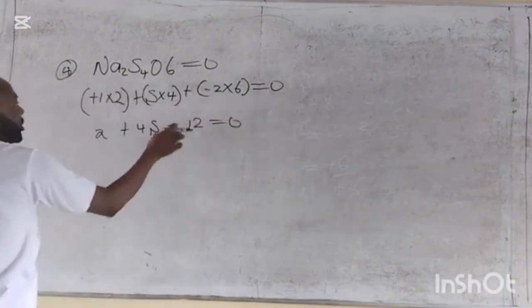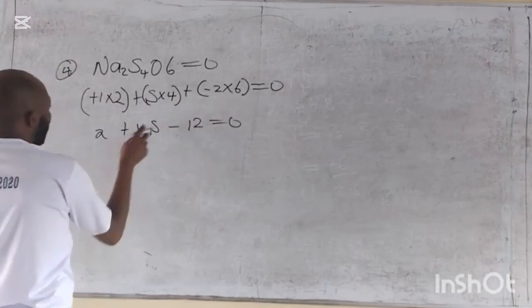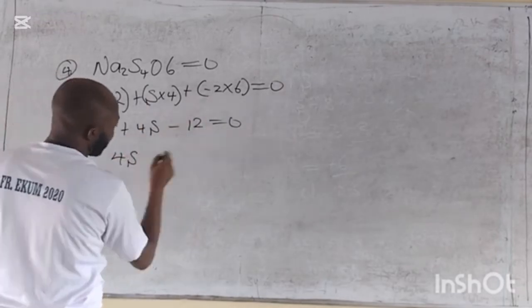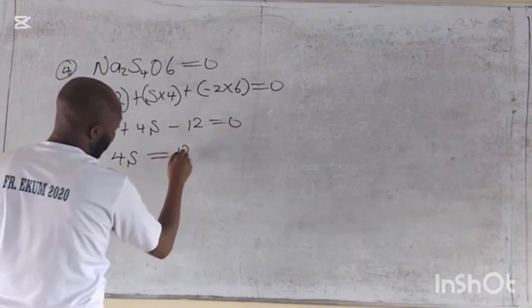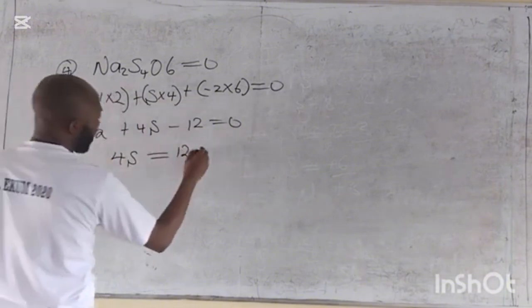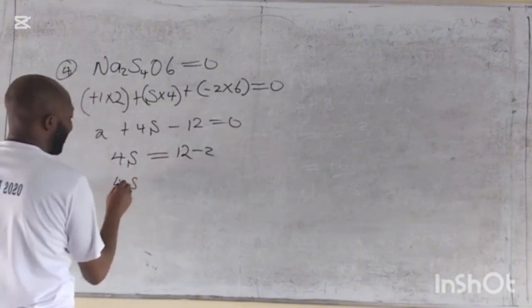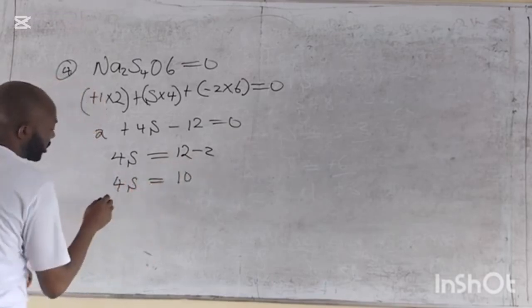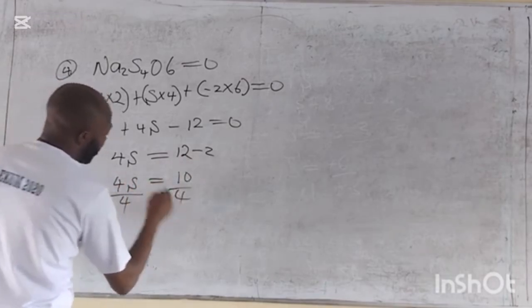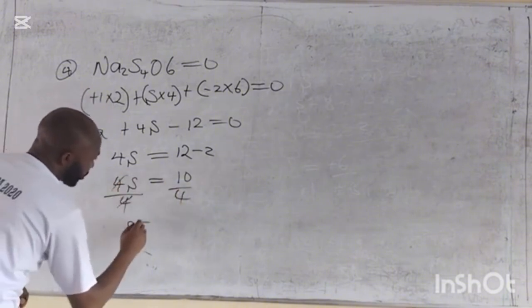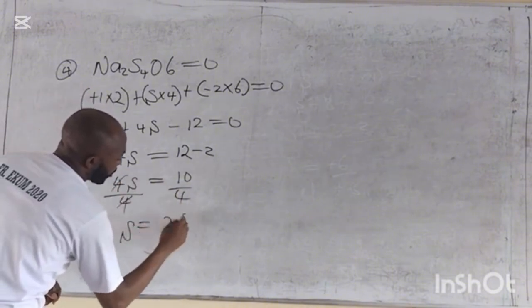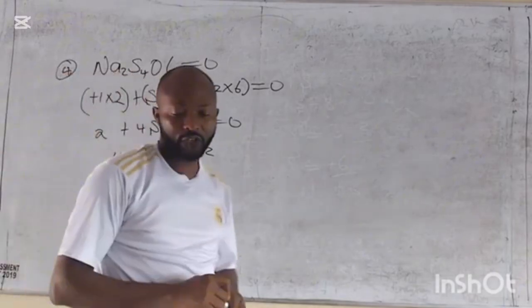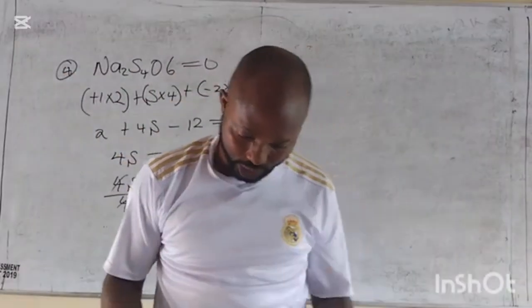Plus times minus is minus. So I make this, I have 4s. This crossover becomes plus 12. This crossover becomes minus 2. 4s is equal to 10. Am I right? Yes. Divide both sides by 4. Cancel this. I have sulfur is equal to 2.5. Let's proceed. We'll solve like 3 more before we move on.